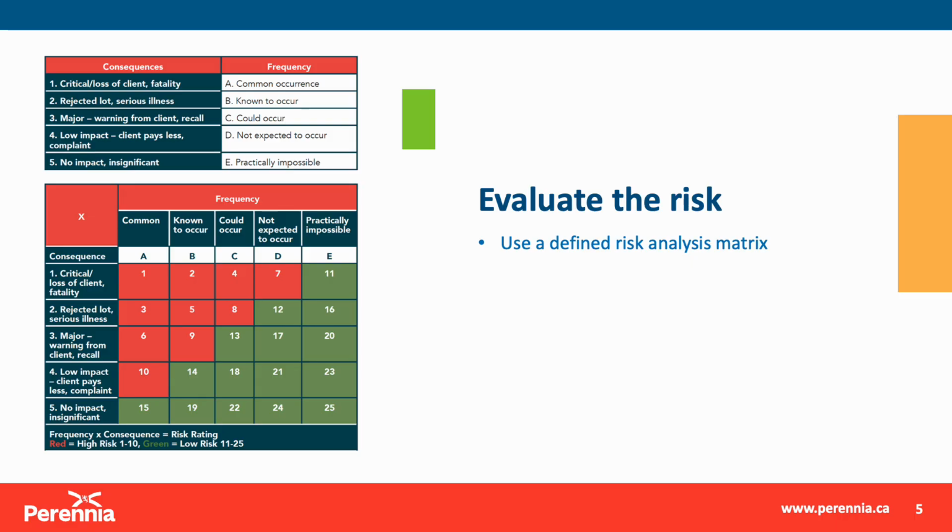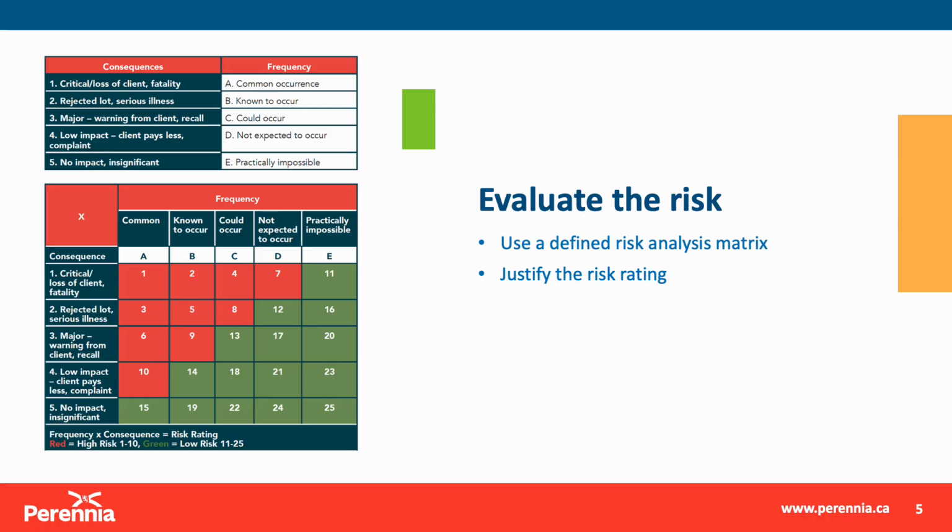The risk rating is calculated when you multiply the frequency, or likelihood, by the severity or consequences. This matrix calculates a high risk to be between 1 and 10 and a low risk to be between 11 and 25. You must also justify why the risk rating was chosen by taking into consideration why you chose the frequency and consequence ratings that you did.